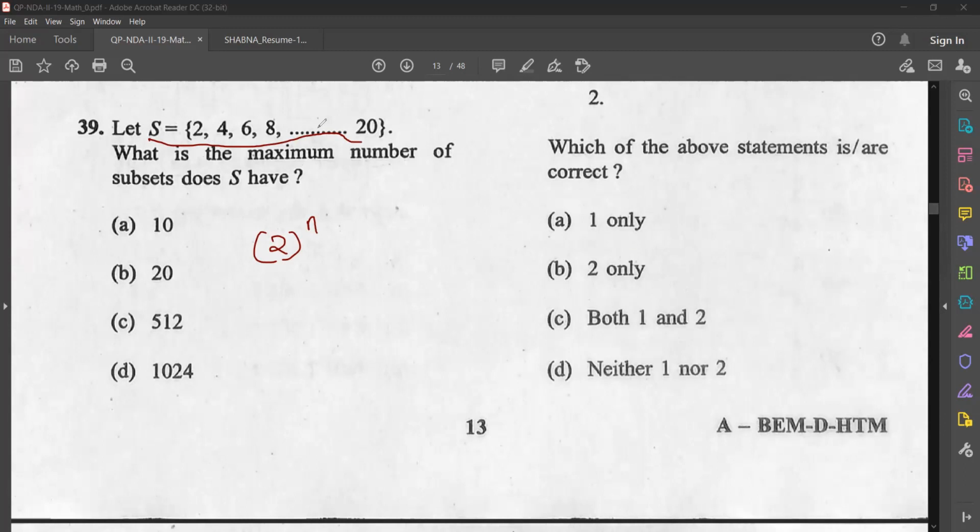So 2, 4, 6, 8, etc. up to 20, there will be how many elements? N will be 10. So it is 2 raised to 10 elements. So number of subsets is equal to 2 raised to n, where n is number of elements. So 2 raised to 10. 2 raised to 10 is 1024. So number of subsets is 1024. Okay, so that is also a direct question, very easy question.